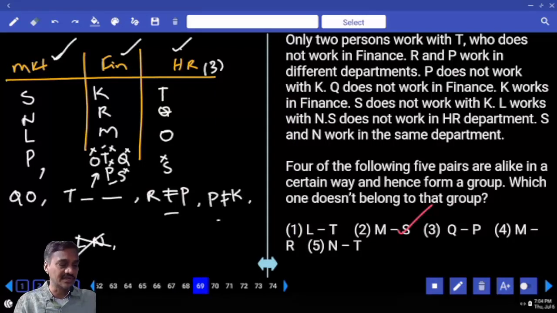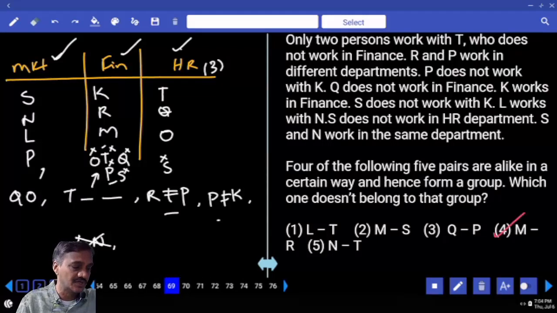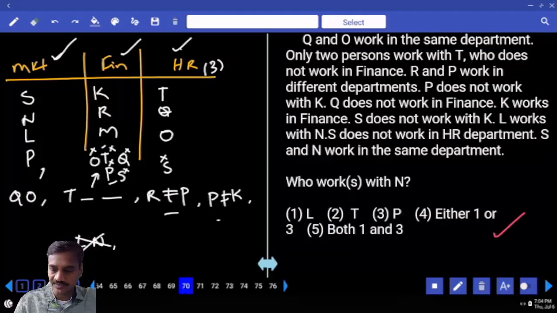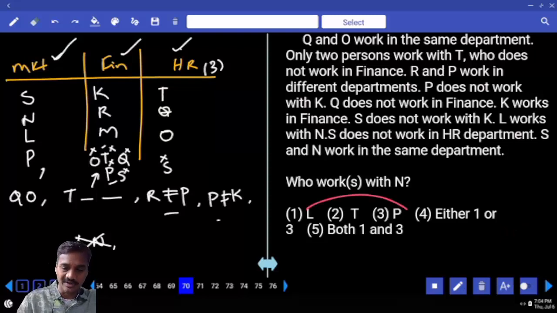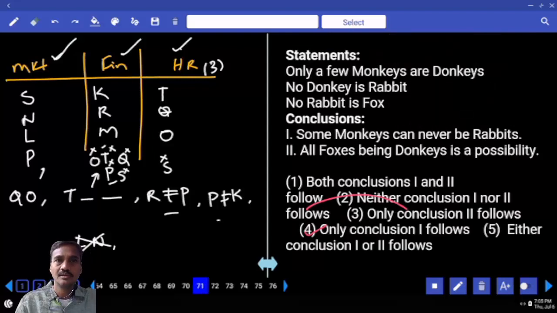And the 69th one: find the odd one out. L and T are working in different departments. M and S, different. Q and P, different. M and R are working in the same department. Choice 4 is the odd one. And 70: who works with N? S, L and P. L and P, both 1 and 3, that is the choice for question number 70. Clear?